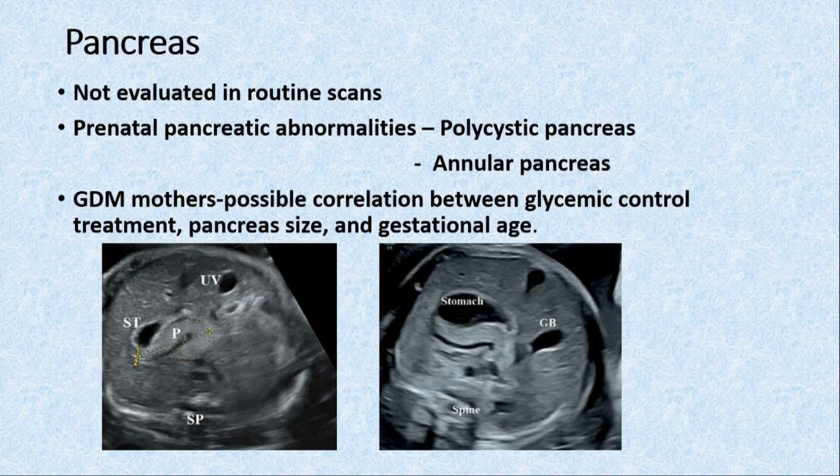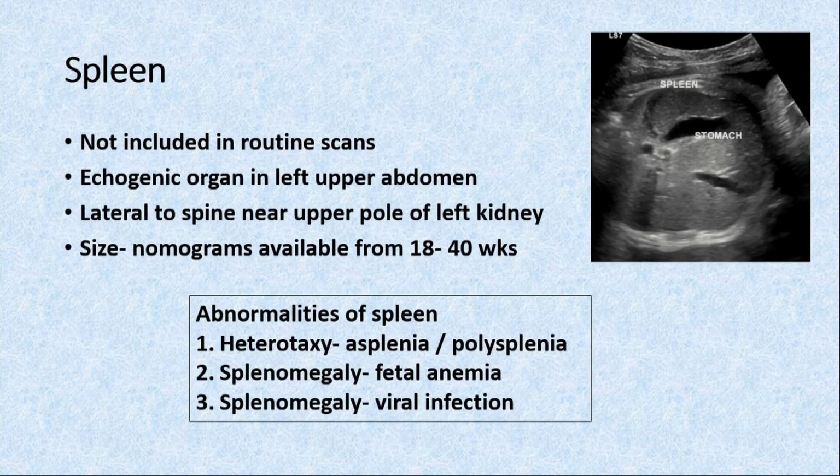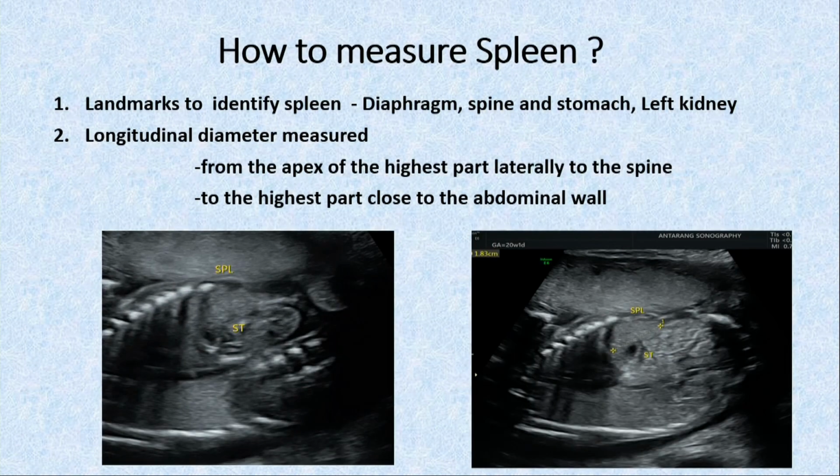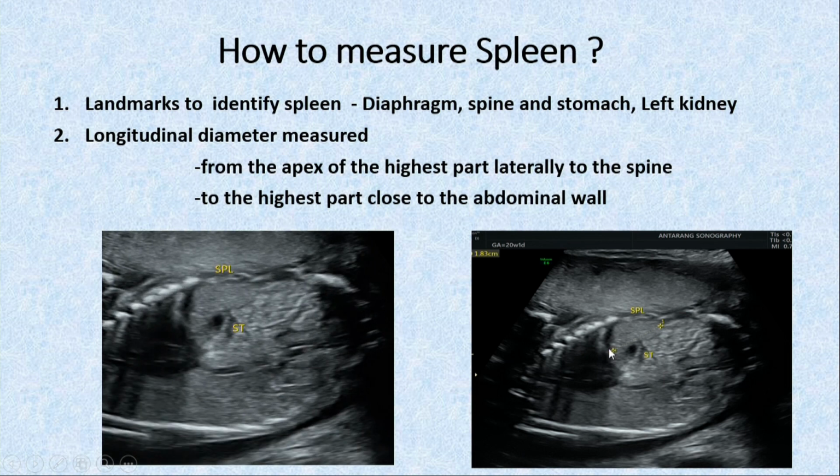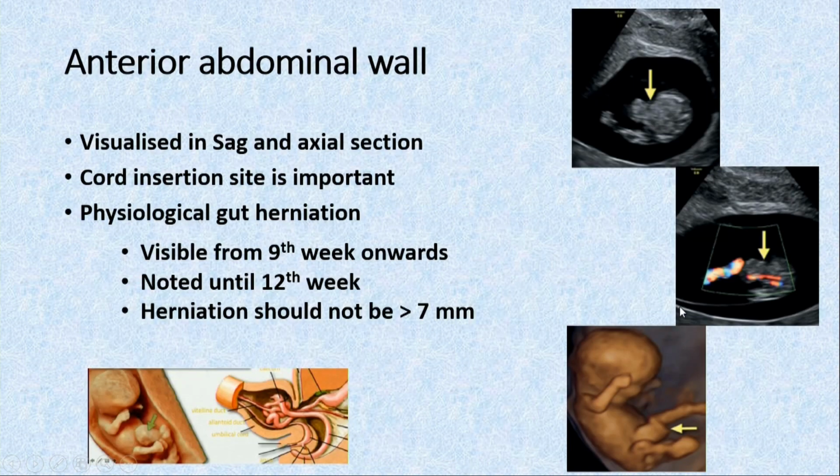Pancreas we normally don't visualize, but recent studies are going on wherein, in GDM mothers, they have established a correlation between the glycemic control of the mother and the pancreatic size and the future problems that will happen in the fetus. And again, coming to the spleen, it is not included in our routine scans. Nomograms are still available for spleen measurements from 18 to 40 weeks of gestation. Splenomegaly is common with fetal anemia and viral infections. And how to measure the spleen? We have to identify the diaphragm here, and from the apex of the diaphragm to the lowermost edge of the spleen, we have to measure it. This is how we measure the spleen.